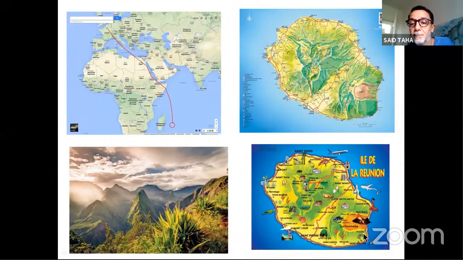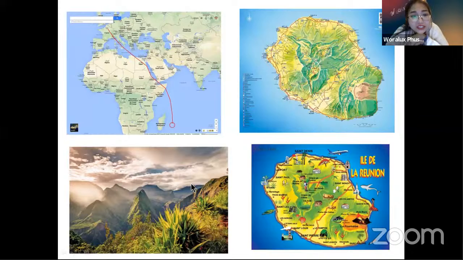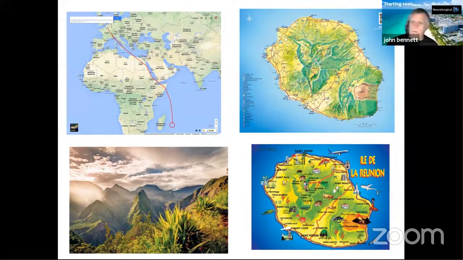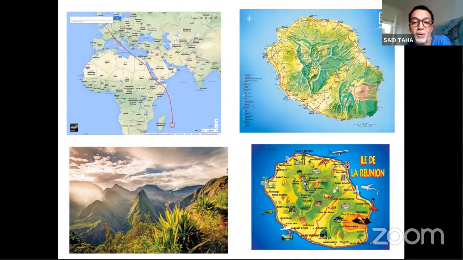Here is the volcano, La Fournaise. What is your national language? English? French. French, yes. French, but more than half talk Creole. Wow, Creole. It must be one of the only places in the world besides Haiti that speaks Creole. Yes, they speak Creole.